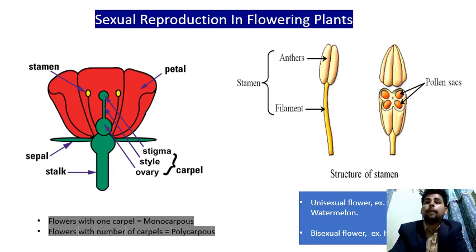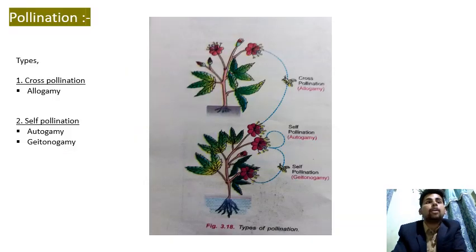Now we will discuss a process that is known as pollination. Actually, pollination is the transfer of pollen grains from anther to stigma. This is of two kinds, that is self-pollination and cross-pollination. Self-pollination is the transfer of pollen grains from anther to stigma in flowers of the same plant. This is of two kinds, that is autogamy and geitonogamy. Autogamy is the transfer of pollen grains from anther to stigma of the same flower of the plant, while geitonogamy is the transfer of pollen grains to different flowers of the same plant.